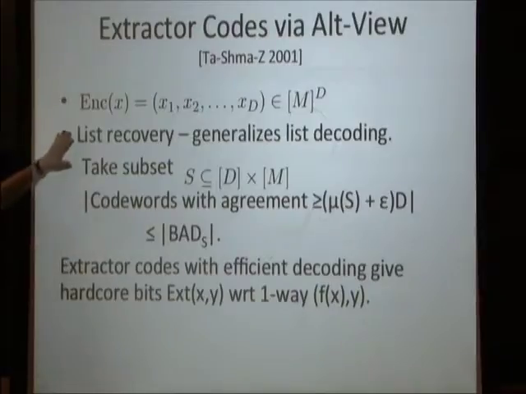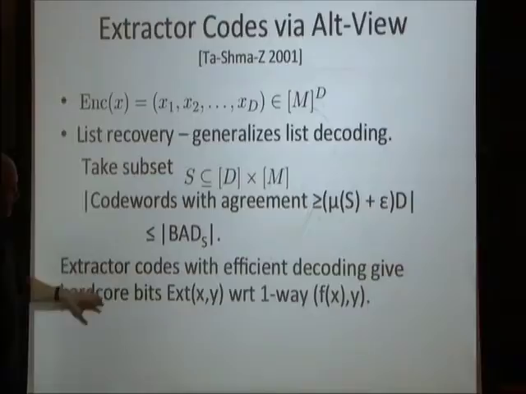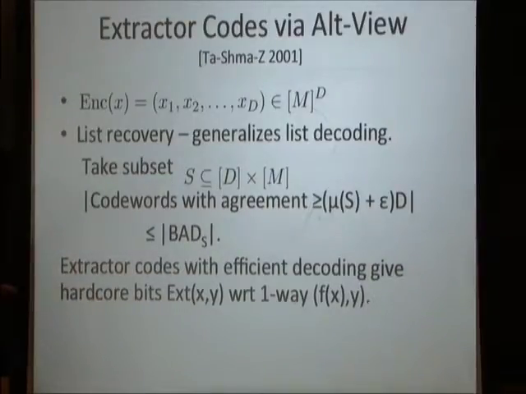And it turns out that this notion of list decoding is exactly what's needed to get hardcore bits. So Russell observed a while ago that getting one hardcore bit basically corresponds to a list decoding algorithm. Now, if you want to get many hardcore bits, it turns out that this is the right definition, list recovery.